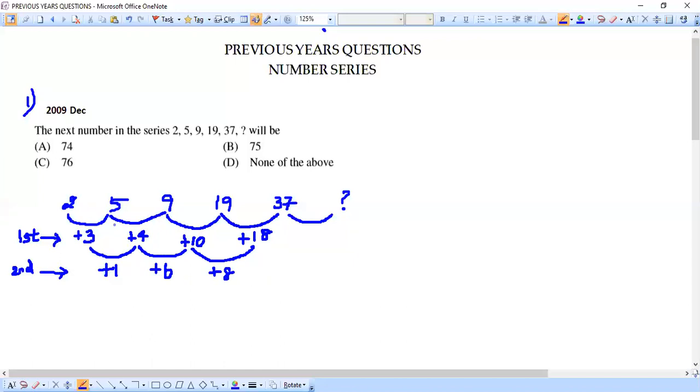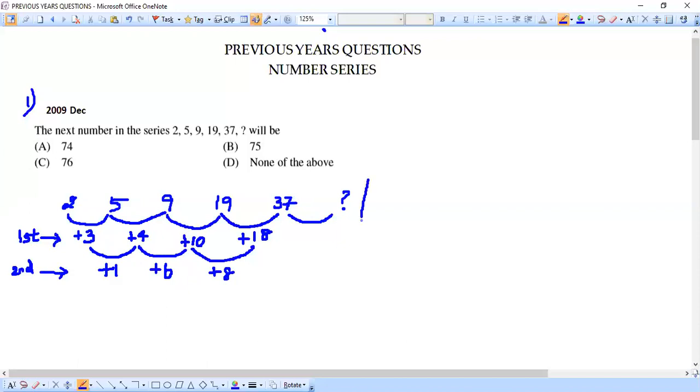So what should be our next test? We tried with addition. We took the differences here. We tried with addition, but that didn't help us. So what we shall try to do now is, let's try using multiplication. Okay, fine. We'll try to use multiplication.